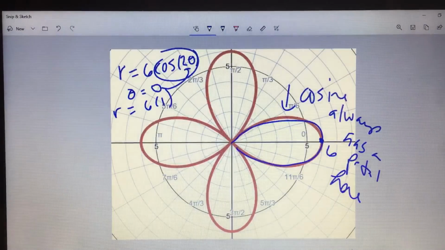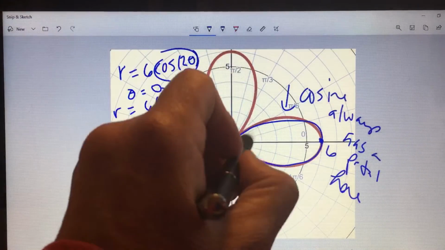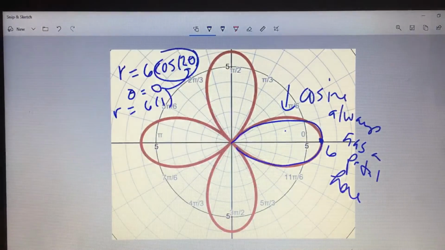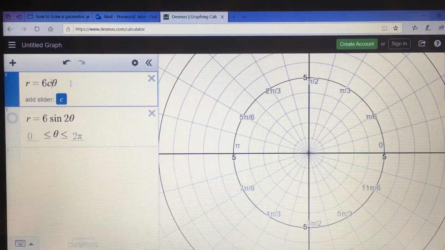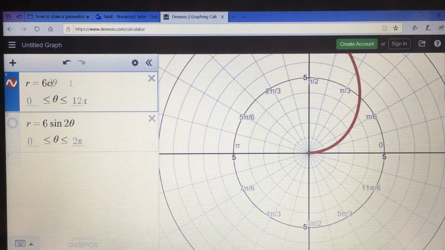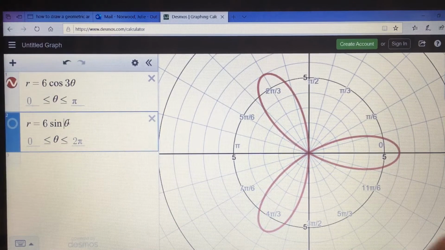And sine never has a petal there because the sine of 0 is 0. So it's impossible for a sine graph to have a petal on the x-axis, okay? So this is how you figure this out. So this is not a sine rose, this is a cosine rose, okay? So let's go back and try this out a little bit. Okay, so if I typed in, let's see, cosine 3 versus sine 3.